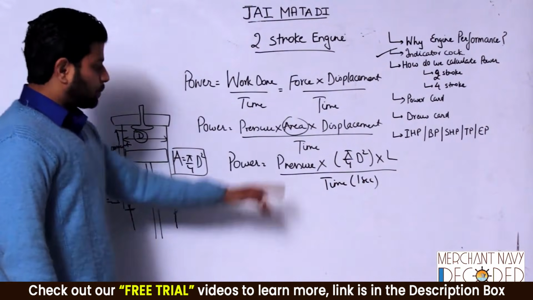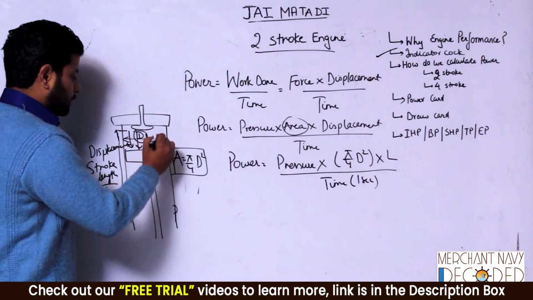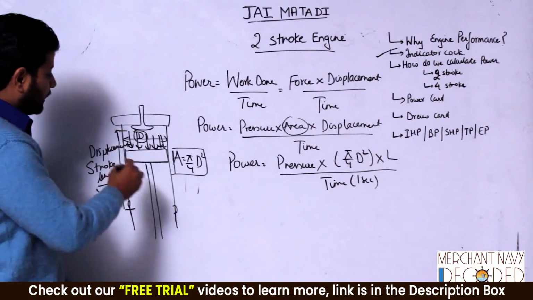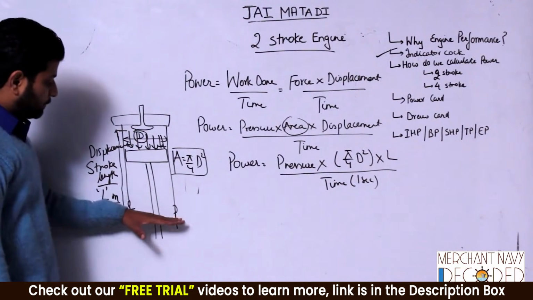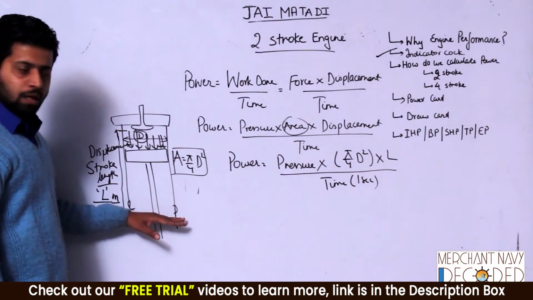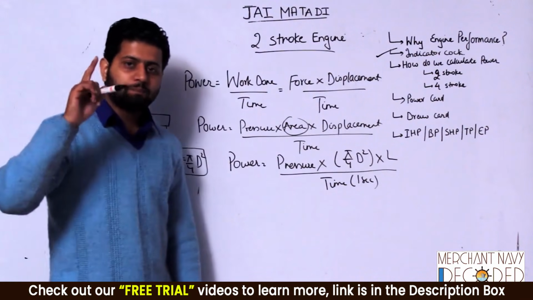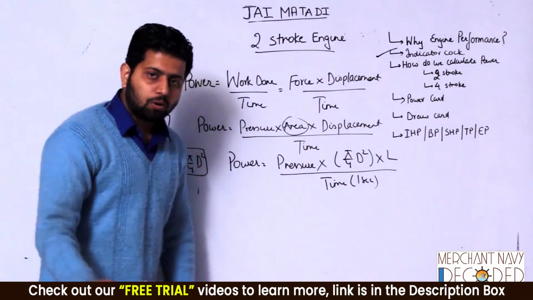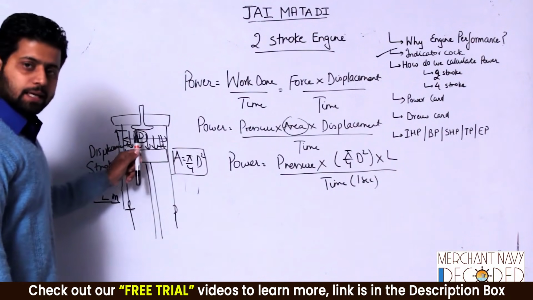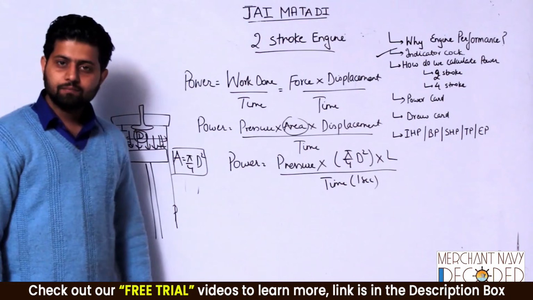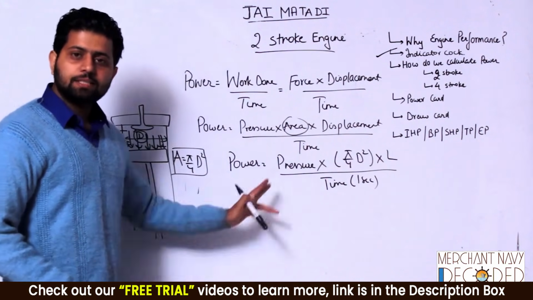Clear? Now what is pressure over here? Pressure is the gas pressure after explosion, whatever pressure is acting on the piston downwards. This pressure is minimum when the piston is at BDC and maximum when the piston is at TDC. But understand one thing, that your pressure is changing throughout the cycle. When the piston moves from here, it starts increasing, and then again it starts decreasing. So this pressure is not constant, it is changing throughout.